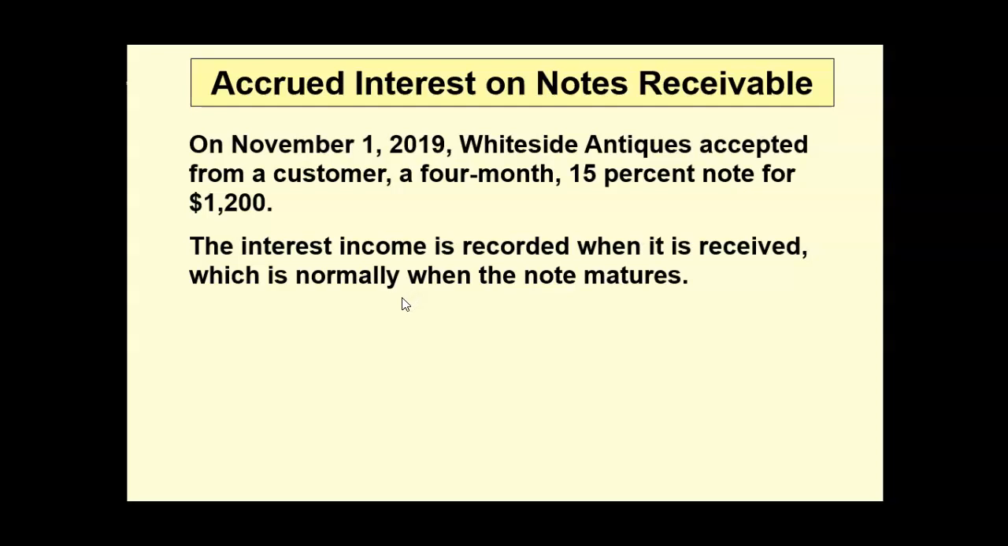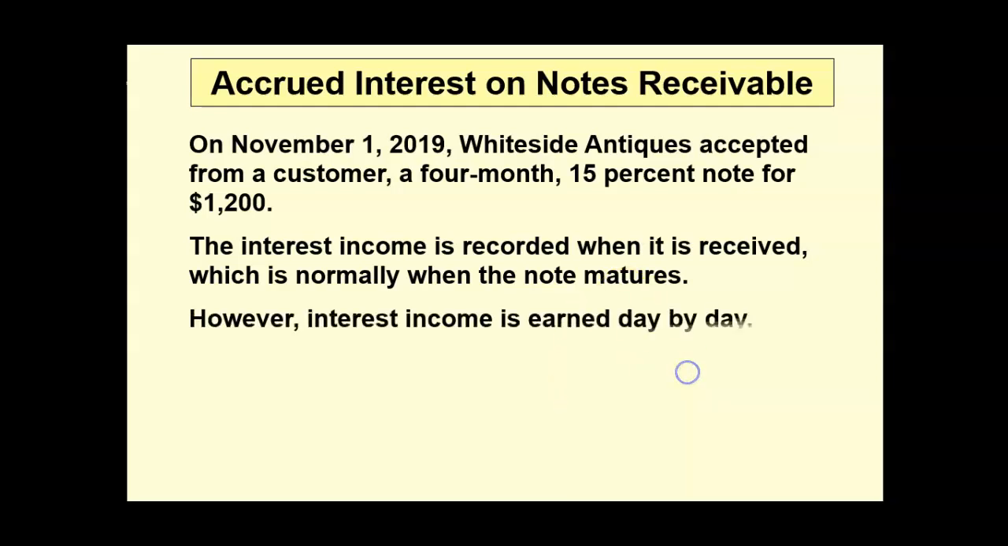So we need to recognize the amount of interest that we have earned on this note by the end of the accounting period. Understand that we won't receive the actual interest until the note matures. However, the accounting rule says to recognize any revenue earned by the end of that particular accounting period.